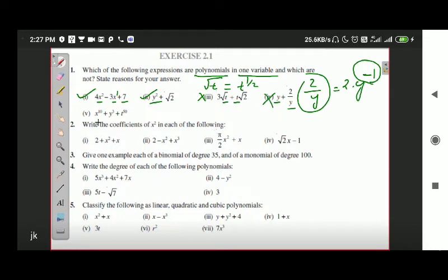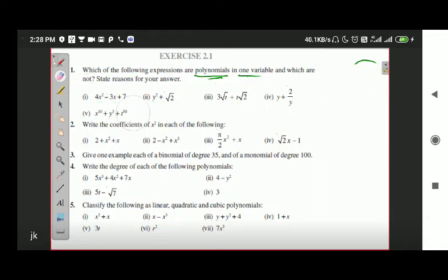For the fifth part, we have three variables. So, as though it is a polynomial, but it is not a one variable polynomial. Okay. So, this is all for question number one. Let's see question number two.